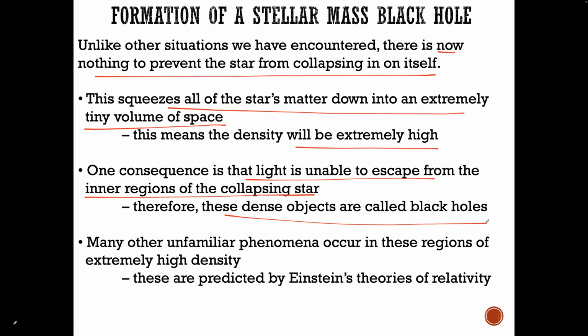And these types of objects are what we call black holes, right? So now I guess you have an idea about what a black hole means, right? So it is again one of the extreme end states of these high mass stars.